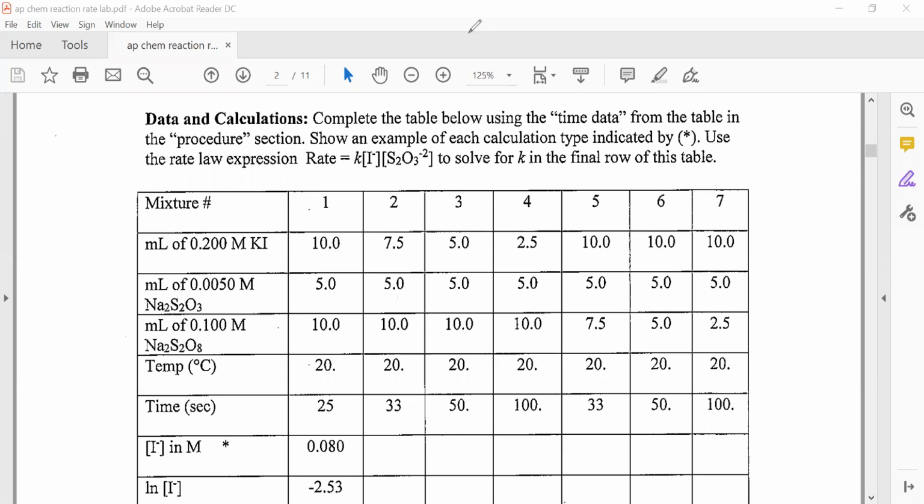So I think I'm going to grab a marker or maybe a spotlight right here to start out. So here's just a repeat of data from the first page. In mixture 1, we had 10 milliliters of KI, which was A, 5 milliliters of B, 10 milliliters of C, or these different substances right here. Everything was done at about 20 degrees Celsius, and this one took 25 seconds. And how did I get the concentration of I minus to be 0.080?